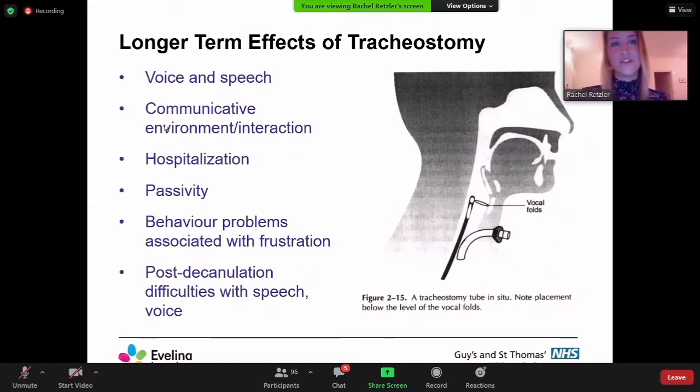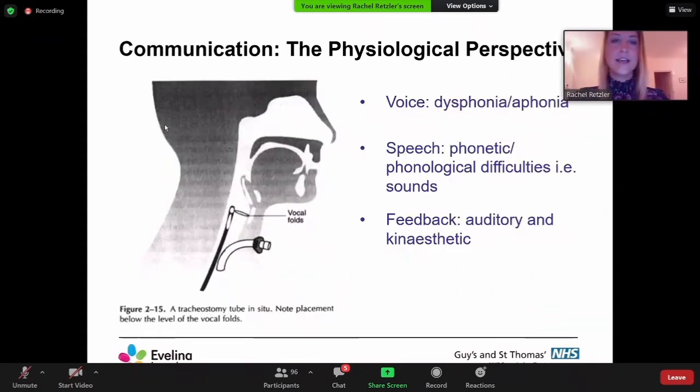Some longer-term effects of a tracheostomy could include delayed speech and language development, altered interaction patterns with others and passivity, some behavioral problems associated with frustration and hospitalizations, some altered intelligibility, and an impact on voice and speech, including post-decannulation difficulties with speech and voice. The physiological perspective on communication with tracheostomy can include the impact on voice for dysphonia and aphonia, impact on speech for phonetics and phonological difficulties, and even auditory and kinesthetic feedback changes.